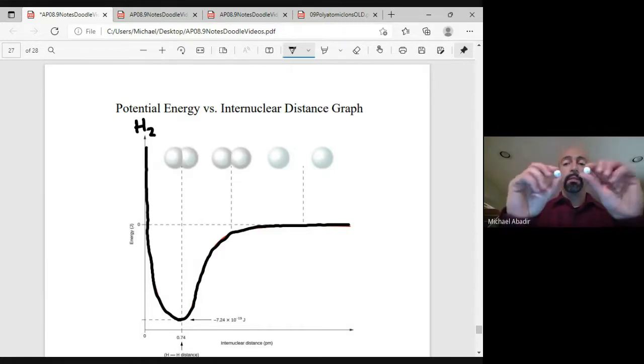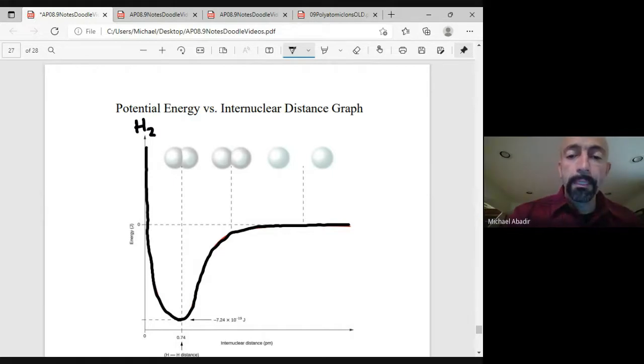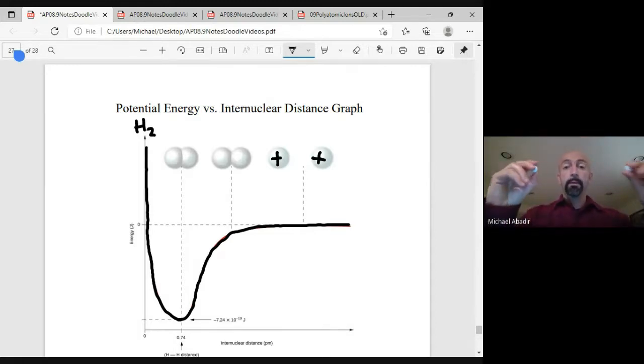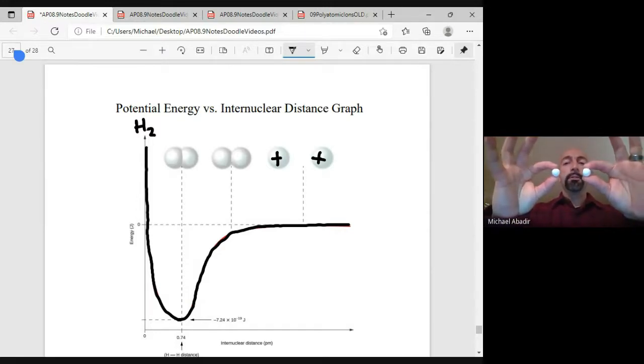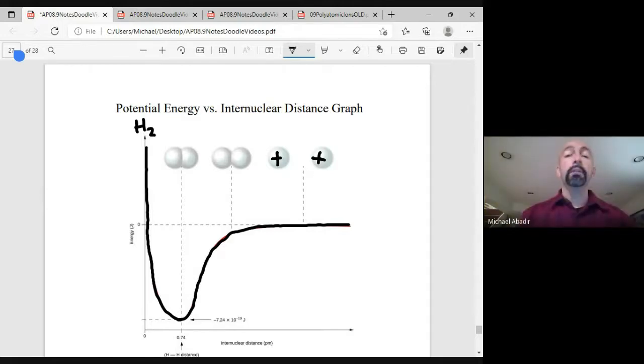So as you know, each hydrogen has one proton in the middle. And so if we represent that with a plus sign inside the atom, we will see that if they're this far apart, there's going to be very little potential energy between the two. They're too far apart to bond. As we get closer and closer, the potential energy decreases. A low potential energy means something is more stable.